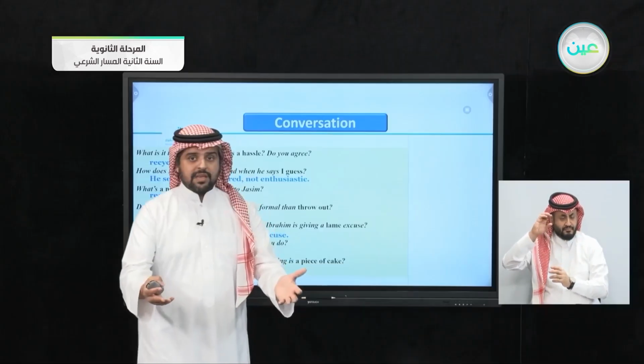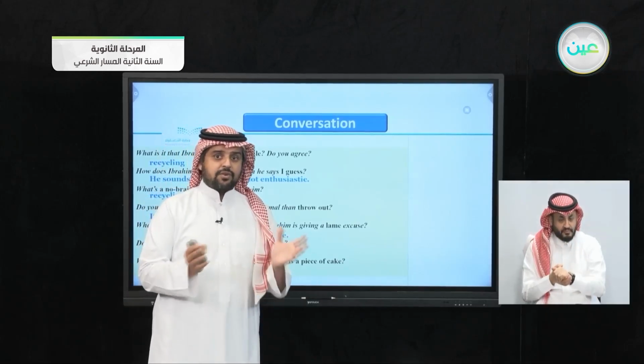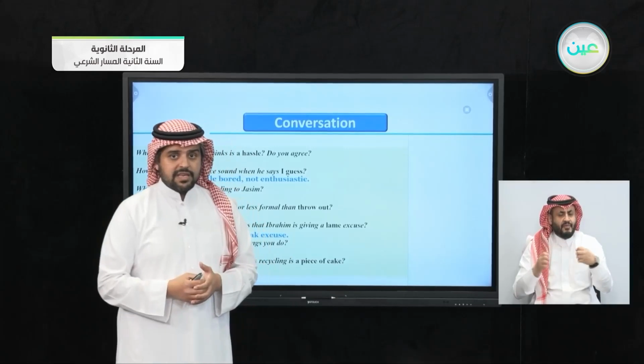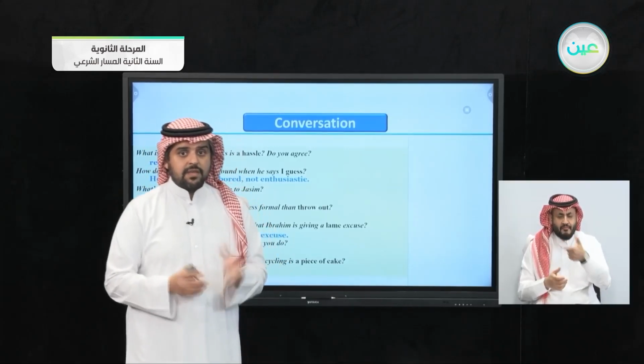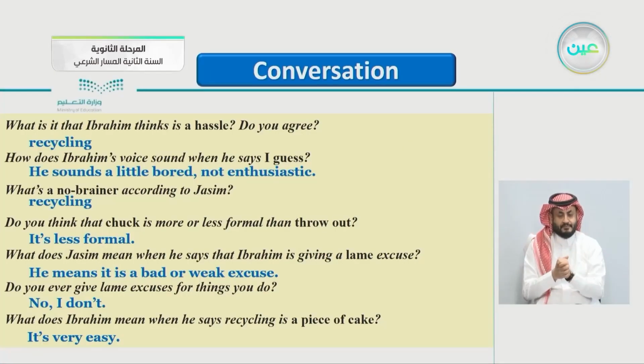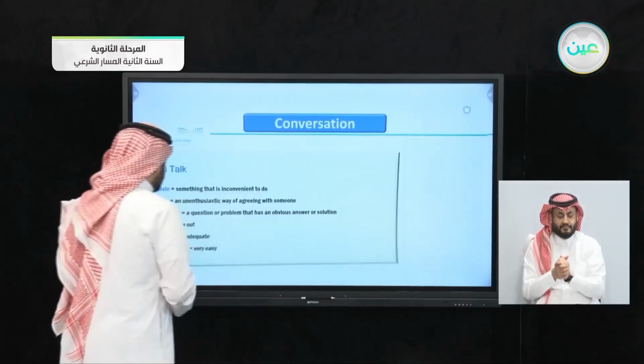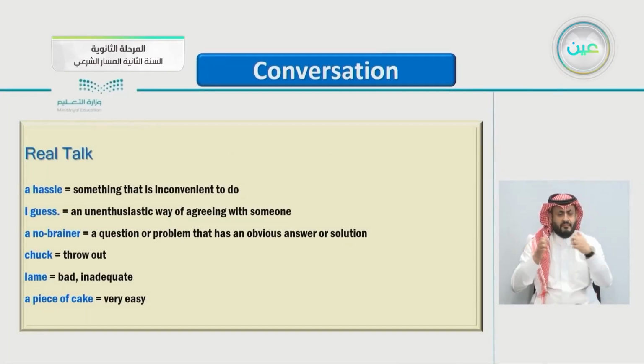When you describe something that is a piece of cake, do you actually mean an actual piece of cake? Of course not. So, when Ibrahim says that it's a piece of cake, what does he mean? This is obvious. It means that it's very easy. When you describe doing something as a piece of cake, it means that it's extremely easy. So the real talk here, let's read it together. A hassle, something that is inconvenient to do. That's what Ibrahim thinks of recycling. When he says, I think recycling is a hassle, he thinks that recycling is something that is inconvenient to do.